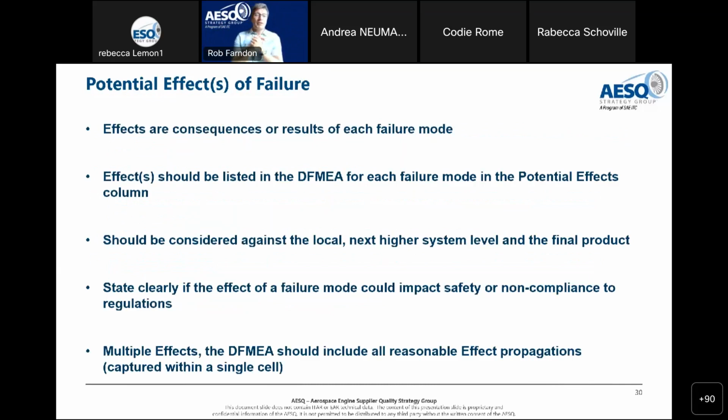Which I think talks about, yes, potential effects of the failure. So effects are really the consequences of the results that correspond to each failure mode. They should be listed in the DFMEA for each failure mode in the potential effects column. That makes sense. And it should be considered against the local next highest system level and the final product level.